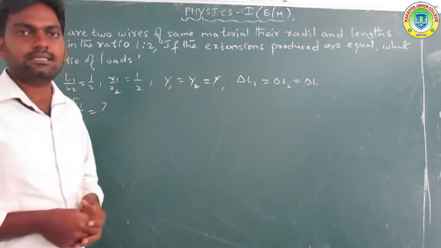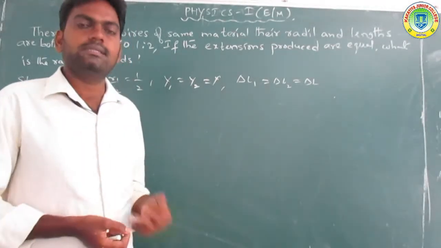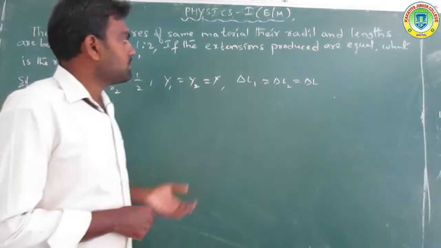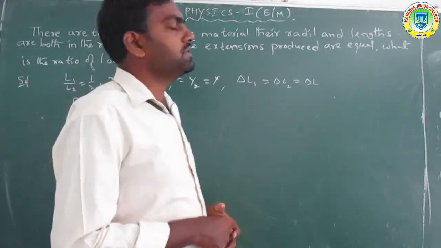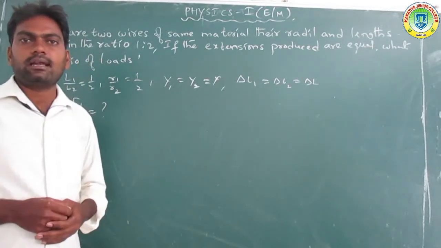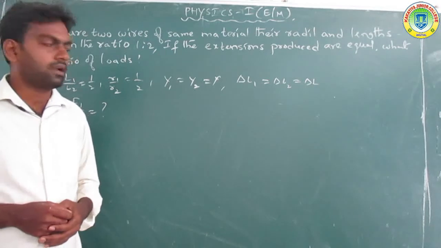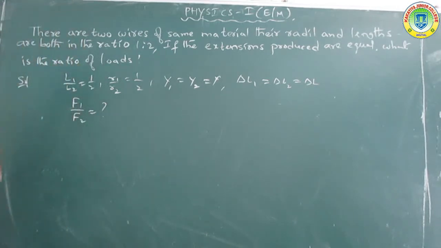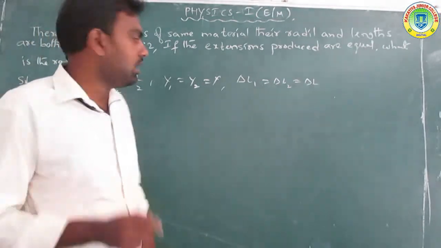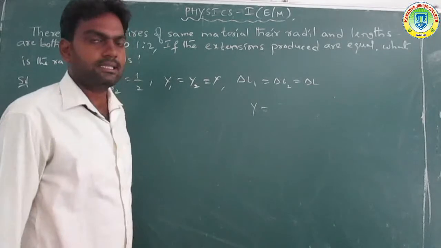Having the same material means the Young modulus is also equal, so y1 is equal to y2, that is equal to y. The extension produced is also equal. Extension means change in length, so delta L1 is equal to delta L2, that is equal to delta L. Now to find the ratio between the forces F1 and F2, we use the Young modulus.